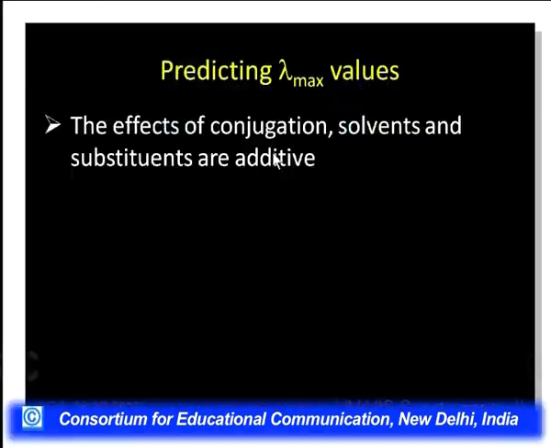That means we are trying to predict, on the basis of the structure of a given molecule, what is going to be the lambda max value for that particular sample, or in other words, will it absorb in the UV visible range or not? If yes, what will be the likelihood of that lambda max value? That comes from the fact that the effects of conjugation, solvent and substituents are additive.